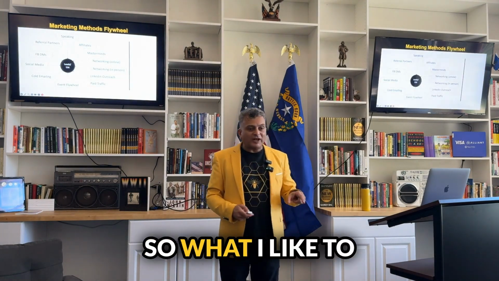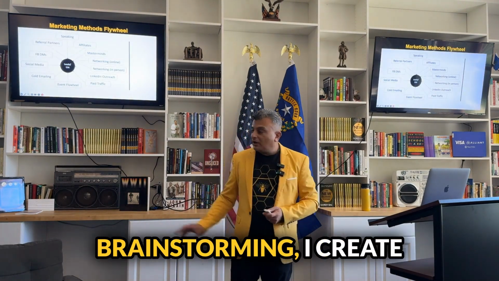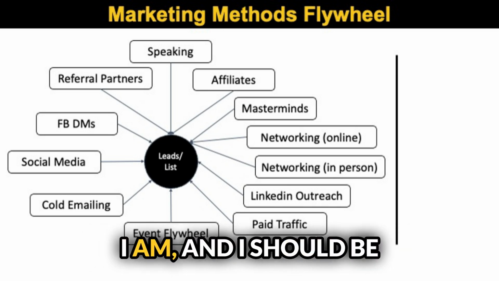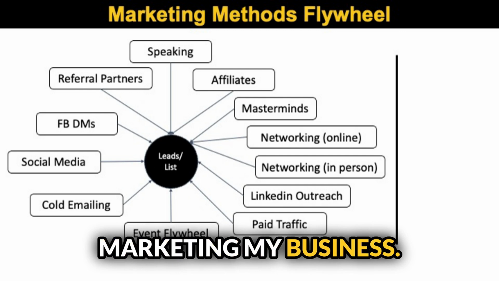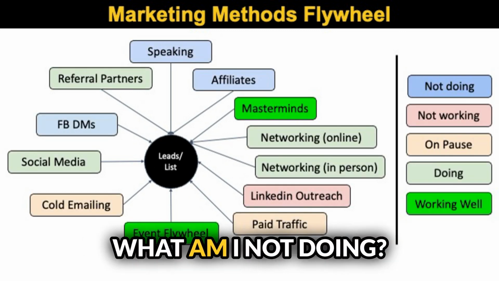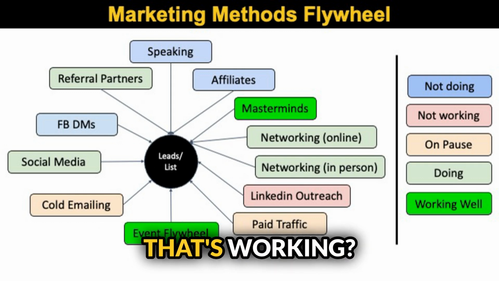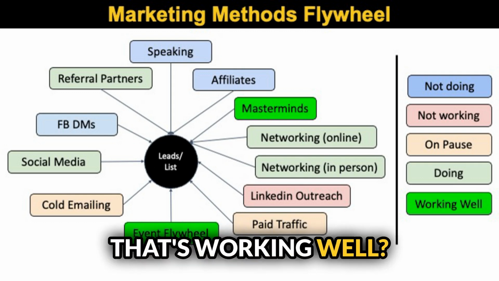All right, so what I like to do here is when I'm doing my brainstorming, I create a mind map of the different ways I am, and I should be, marketing my business. Then what I do is I color code it. What am I not doing? What's not working? What's on pause? What am I doing that's working? What am I doing that's working well?